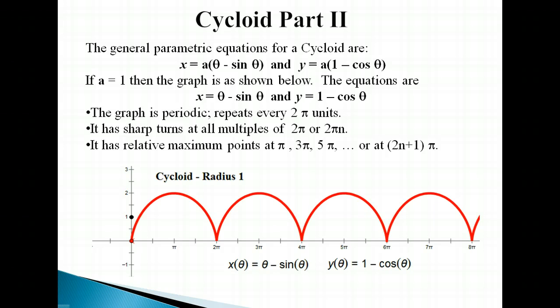The general parametric equations for a cycloid we found in the first video are x equals a times (theta minus sine theta) and y equals a times (1 minus cosine theta). If a is equal to 1, then the parametric equations are theta minus sine theta for x and 1 minus cosine theta for y. Let's see how the cycloid is drawn.